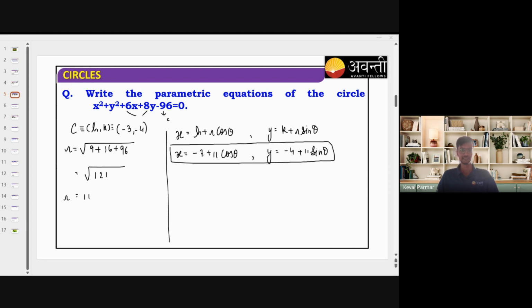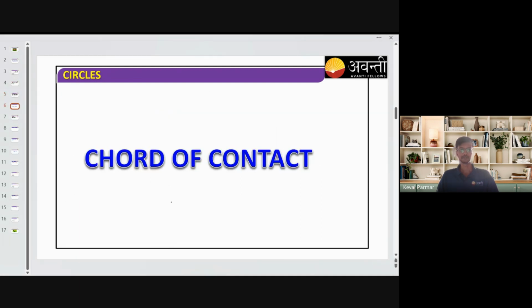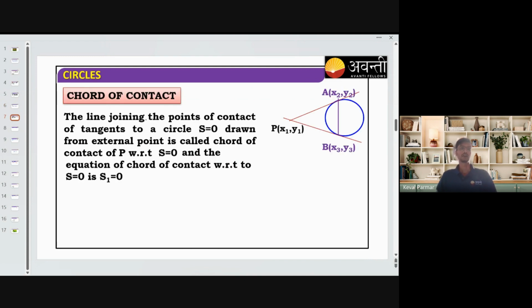Chalo. Let's see what we have next. The chord of contact. Now, this is very, very important, guys. There are many questions asked on chord of contact in JEE, like direct questions. Very simple questions. We'll get the solution in just 2 to 3 lines. But the most important thing is to identify that the given chord is a chord of contact. I hope you know what a chord of contact is. Let's see.